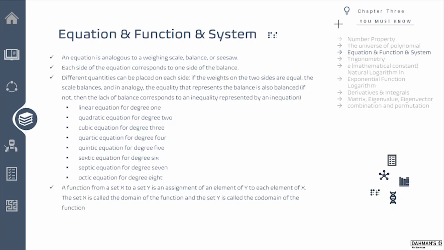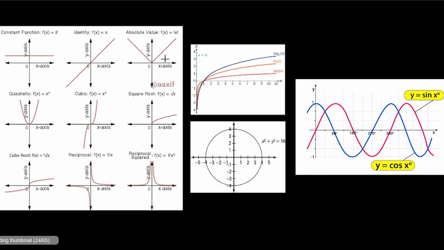Hi, welcome back. So we're in chapter 3 on the outline of equation, function, and system. Now, before we move into a complete example, perhaps to clarify both mathematical and graphical intuition, I would like to show you a number of different equations and how the line would look like.